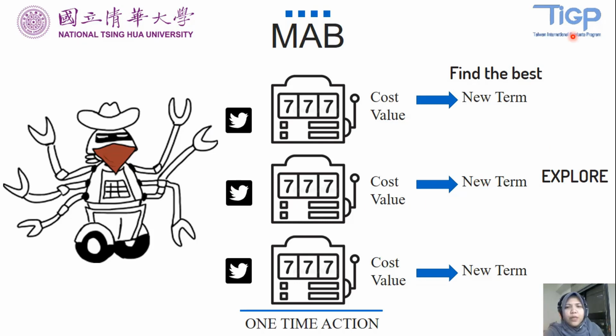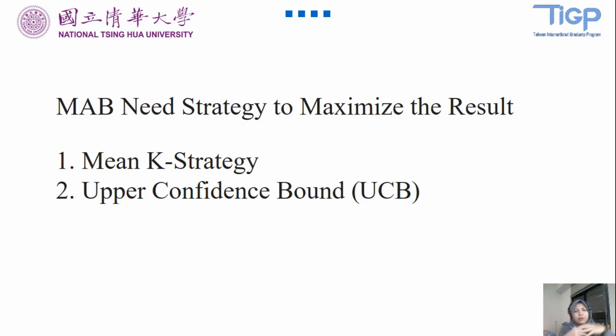Of course, this one also has a limitation, because to improve that, the MAB needs a strategy to maximize the results. First, they use the mean case strategy. The mean case strategy estimates the mean of a function value or cost over the last k iterations. So the mean value of a search term is over the last k iterations, and they try to find the mean over k, to see which one is the best.